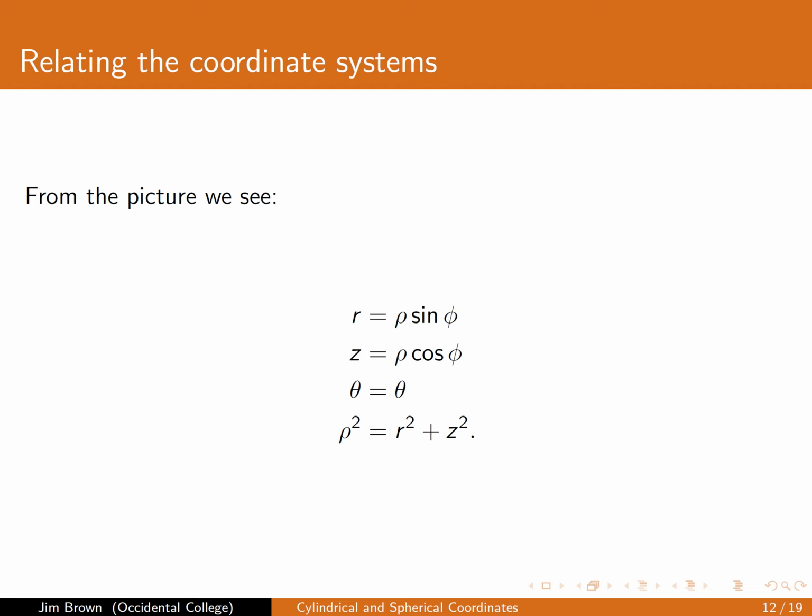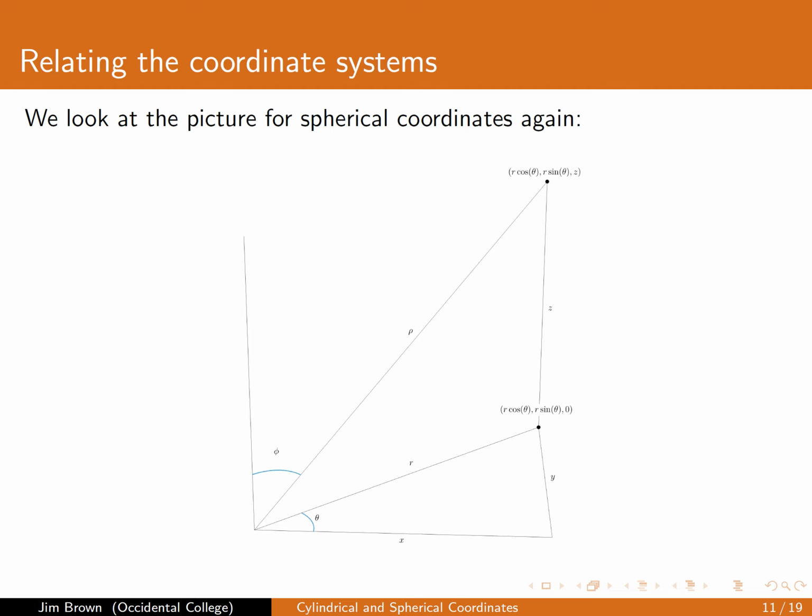So we get these values. And notice, using that triangle again, we have a right triangle here. So the hypotenuse is rho, this side is z, this side is r. So we get, or you could use this triangle here as well, rho squared equals z squared plus r squared.